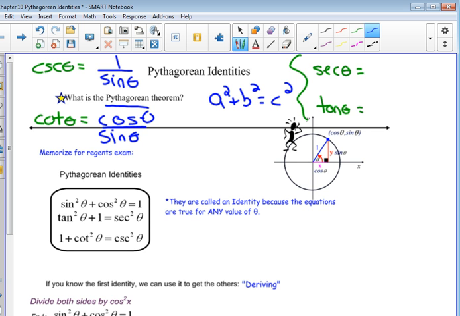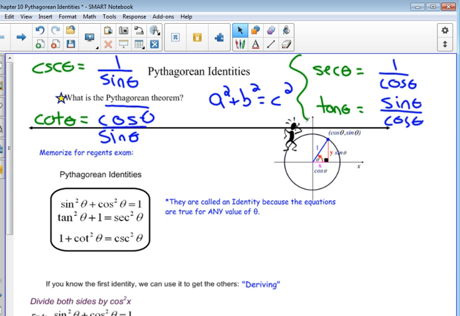All right. What about the secant? 1 over cos. Good. And tangent? Nice job. Great work. Super. Great. We're going to do all that stuff again. It keeps coming into play.